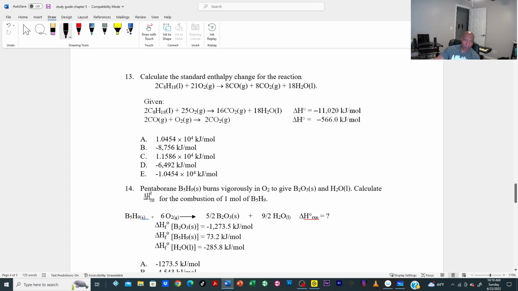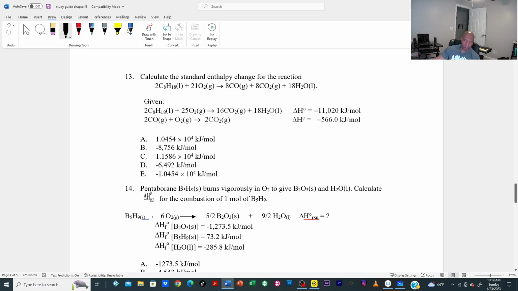The first reaction, I'm going to keep the same. The second reaction, let's see, what am I going to do to that? I'm going to reverse it. Why am I going to reverse it? Because notice what I have right here. I have 21 moles of oxygen as a reactant. This reaction, I have 25.